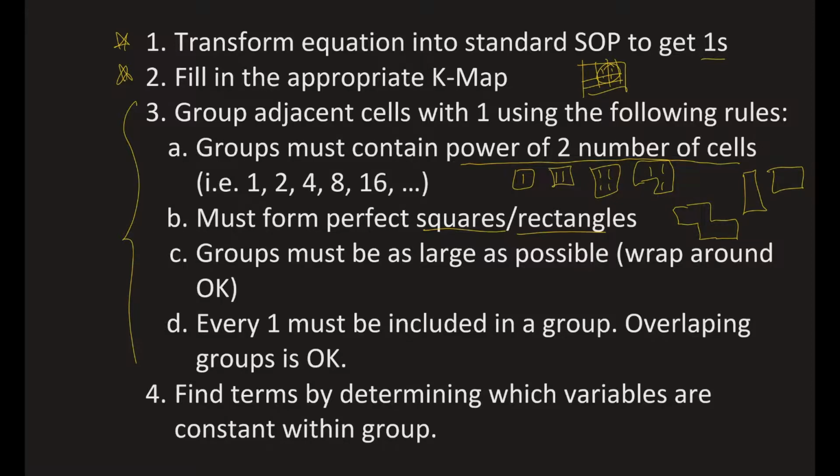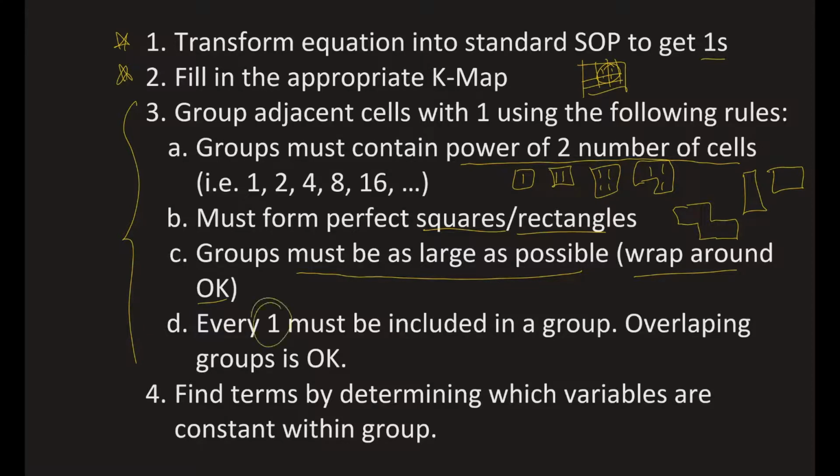The groups must be as large as possible. So if I have a choice between a couple groups, I have to make the group as big as it can possibly be. And we'll see what this means in just a second. Don't worry about it too much now. Wrap around is okay, meaning we can go from one side to the other.